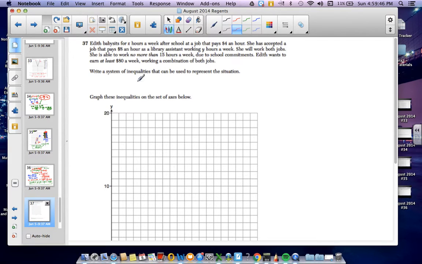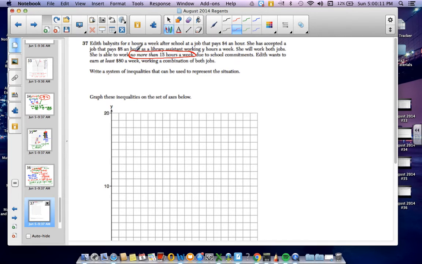So let's start with writing it. This deals with Edith babysitting. She babysits X hours a week. That pays $4 an hour, and another job as a library assistant, $8 an hour for Y hours a week. She will work both jobs. She can work no more than 15 hours a week. So right away we see our inequality.